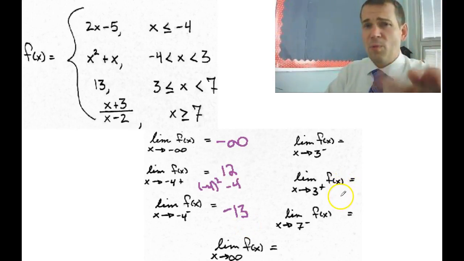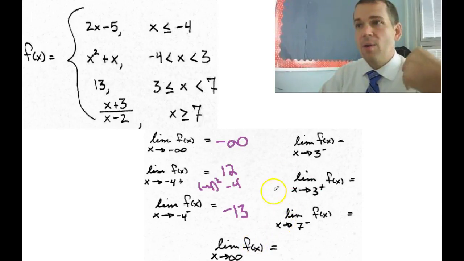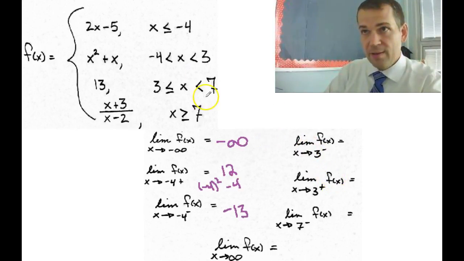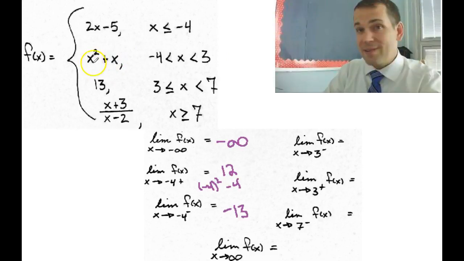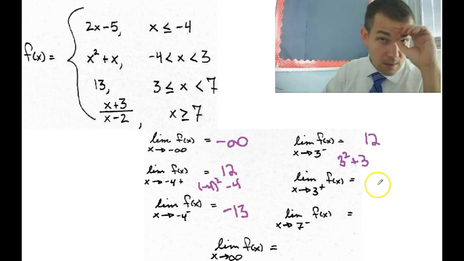Moving along, here's a place where you might want to pause the video and work out these last 4. But I'm going to go ahead and talk through them right now. This would mean 3 from the left, so just to the left of 3 means I'm a little bit less than 3. Numbers that are close to 3 but less than 3 are this rule. We'll plug 3 into here. 3 squared is 9, plus 3 more is 12. I took that value, I plugged it in, got that answer.